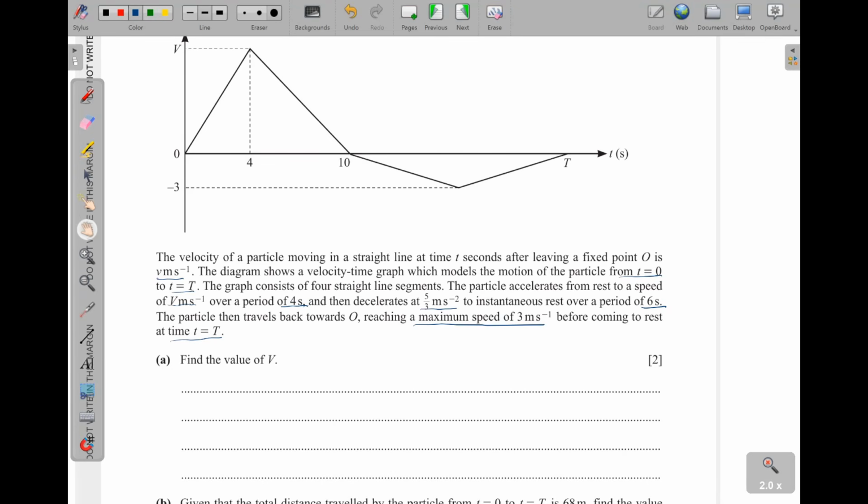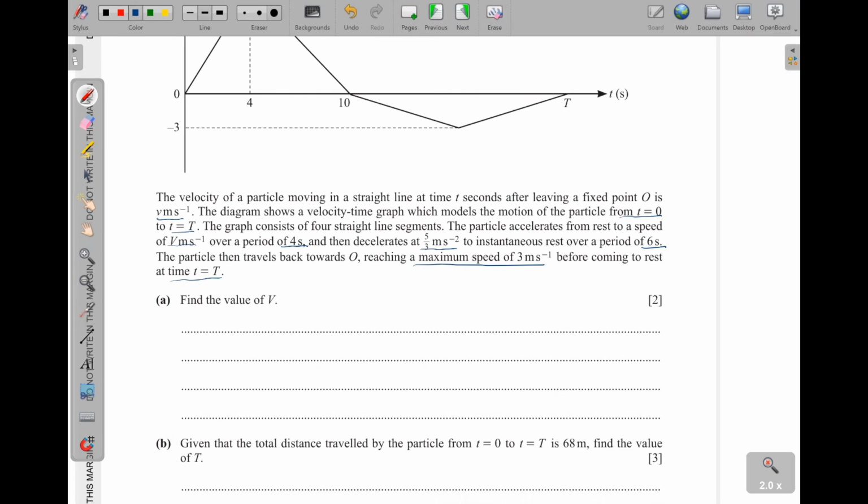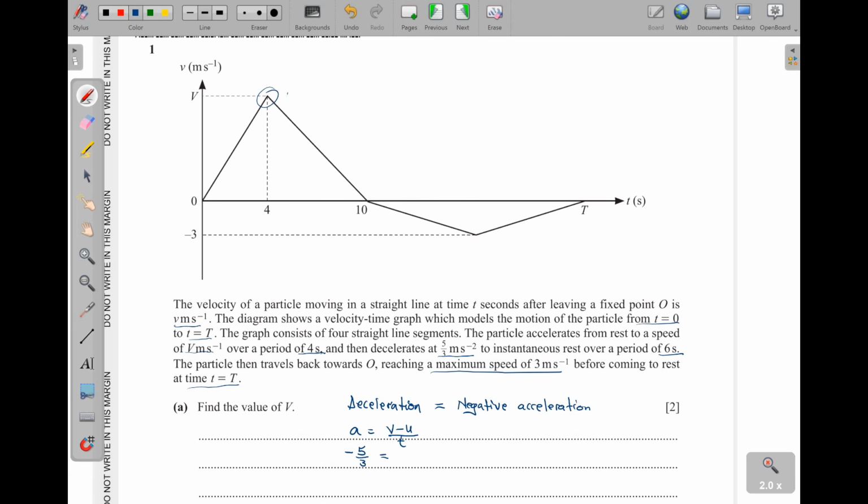You should know that deceleration is actually negative acceleration, okay? Let me write it here. Deceleration is equal to negative acceleration. Now that means that if a is equal to (v minus u) over t, then for this case the deceleration is negative. Now we are given 5/3, then we are going to equate it to 0, because that is the final. It begins from here, so this will be the initial, and then this will be the final, okay?